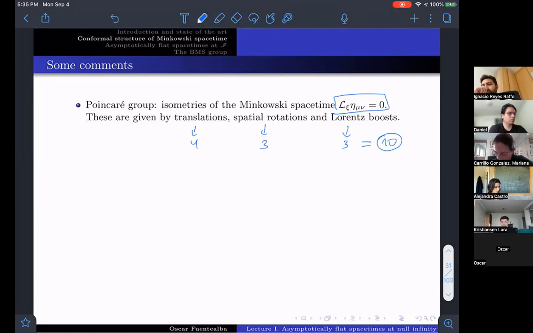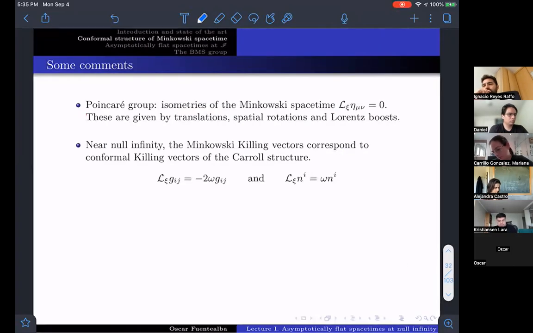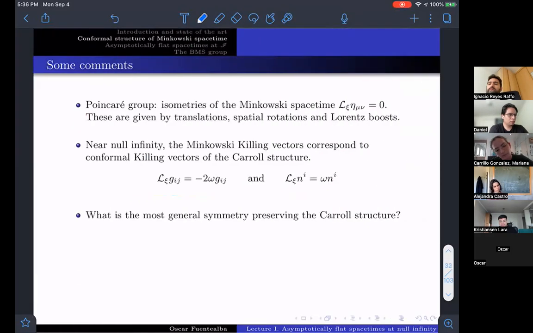Okay. So near null infinity, one can show very nicely that these Killing vectors become conformal Killing vectors of the Carroll structure. This means that the induced metric and the vector field satisfy this equation. So the asymptotic value of the Minkowski Killing vectors become conformal Killing vectors of the Carroll structure. But one could wonder what is the more general symmetry preserving the Carroll structure, satisfying this equation.